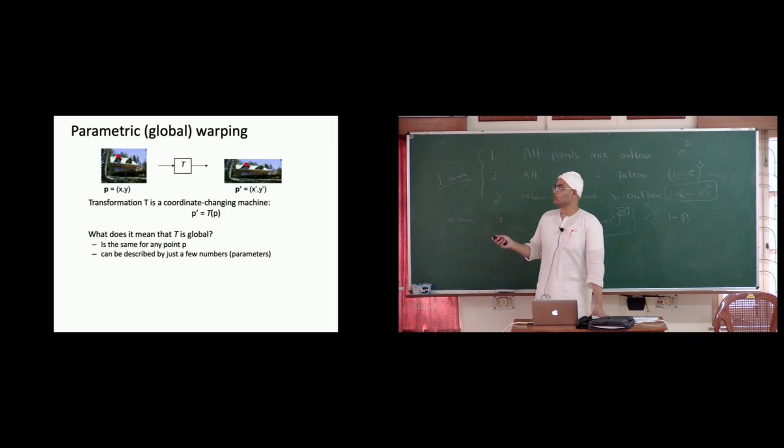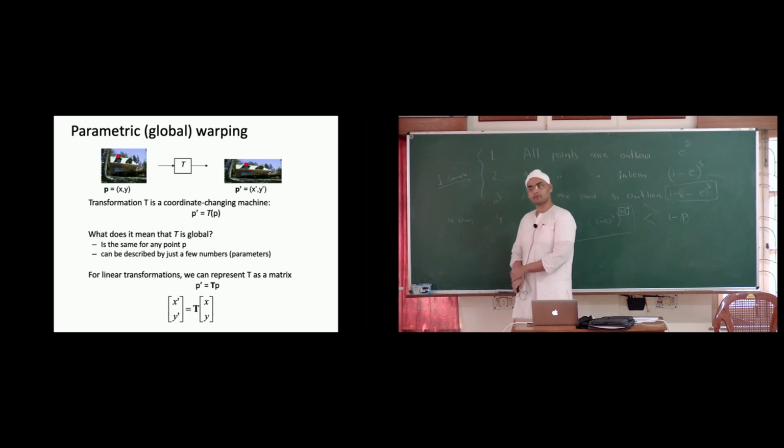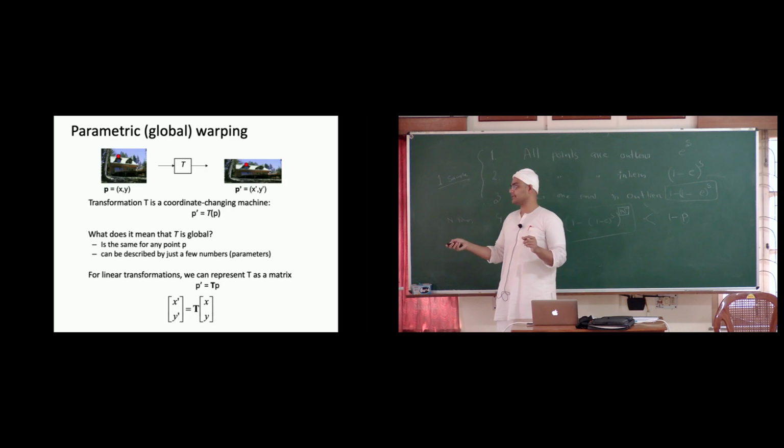So whenever we are talking about global transformation, that means whatever the transformation is for one point, it is the same for any other point. It can also be explained by only a few numbers using parameters, as again for the rotation, only 4 parameters. Okay? So now let's see how you can do that for the linear transformation. Remember, if you remember the linear transformation, we can represent T as a matrix, like I can write it down like this.